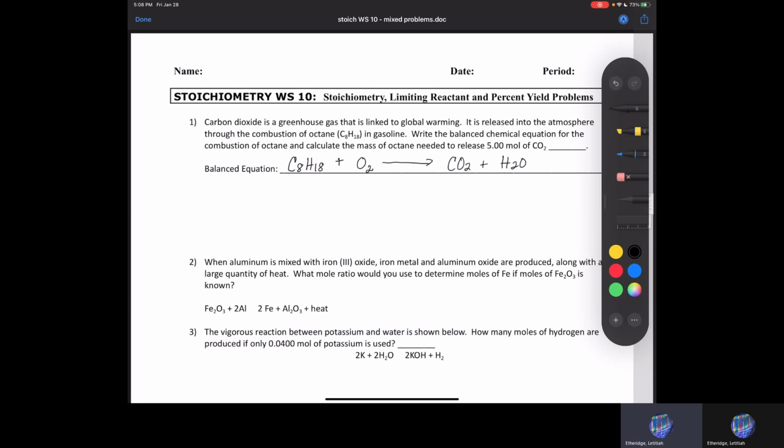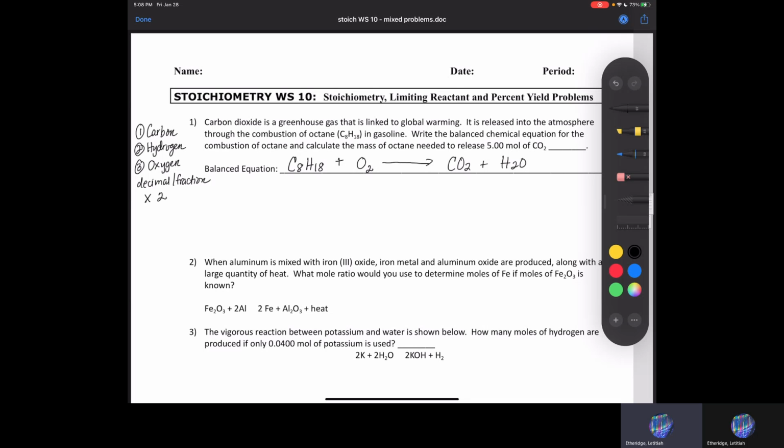Okay. So now I want you to remember the rules for balancing combustion equations. It is carbon first. Second is going to be hydrogen. And then third is going to be oxygen. And then, of course, the last rule is that if you end up with a decimal or fraction in your coefficients, you need to multiply all of your coefficients by 2. All right, so let's do this.